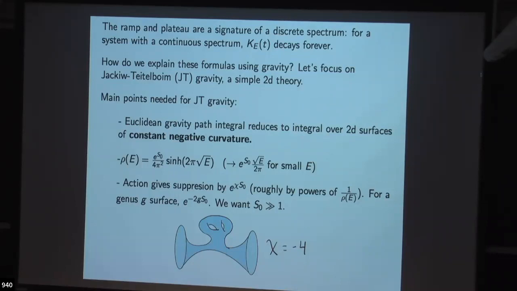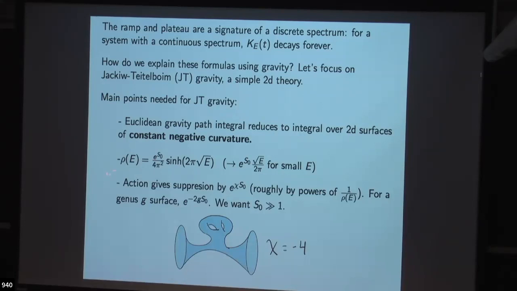So let's focus on what's called JT, or Jackiw-Teitelboim gravity. It's a simple two-dimensional theory built on gravity. We don't need to know too many details about this theory. So here are some main points that we need to know. If we compute the Euclidean gravity path integral for JT gravity, rather than integrating over all the Euclidean spacetimes, we only have to integrate over two-dimensional surfaces of constant negative curvature. It's a massive simplification.